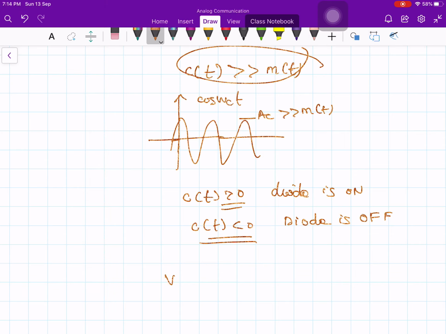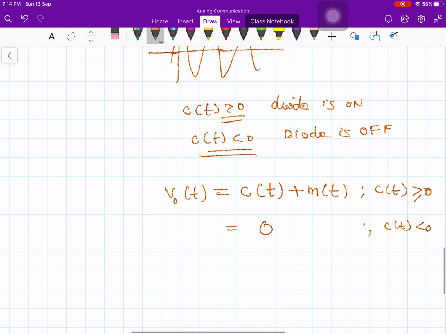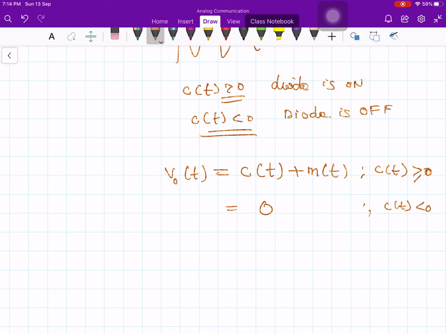Therefore, your output voltage v0(t) is equal to c(t) plus m(t) if c(t) is greater than or equal to 0, and this is equal to 0 if c(t) is less than 0. This is a condition. So, this is essentially a switching action, because you are getting an output voltage which is the product of the input voltage and a 1 and 0 sequence. Suppose you draw a sequence like this.